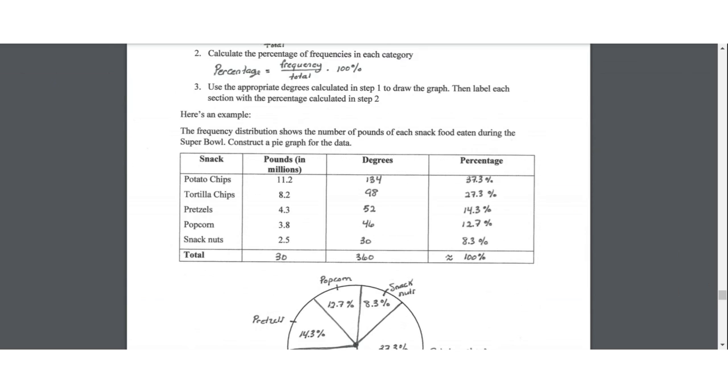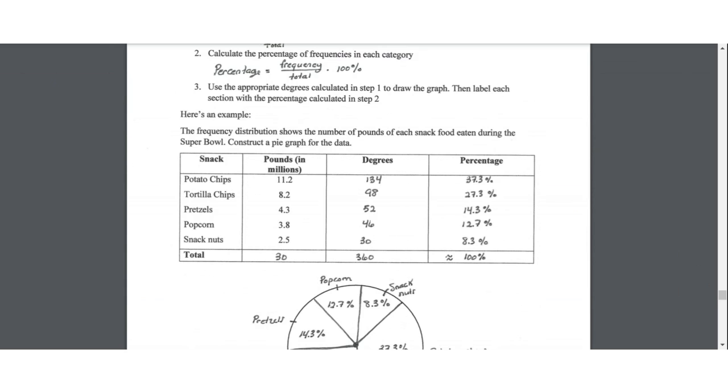Okay. So for the next one, we want to do the same thing. To find the degrees that tortilla chips are going to take up in the pie graph, we're going to take the frequency of that class, so 8.2, divided by the total, 30. Then we want to multiply that by 100 to get the percent. Multiply it by 360 to get the degrees. And that'll give you 98.4 degrees. So I rounded that down to 98.